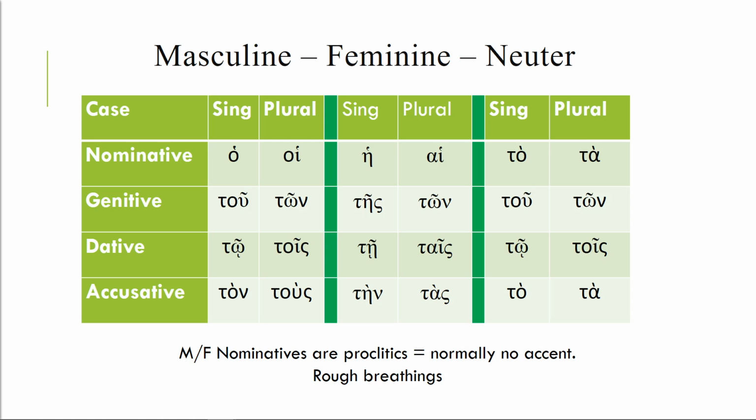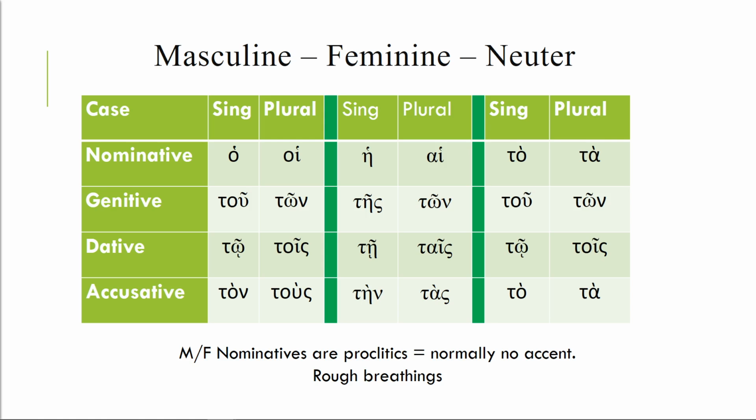So if you see to, you don't know if it's a nominative or an accusative. If you see ta, you don't know if it's a nominative or accusative. You have to sort it out by context. So essentially, you're learning two sets of articles, the masculine and the feminine, because the neuter is so easy to add in. You just have to know to and ta. These are the forms you need to be able to recite like crazy, because these are the forms that you will see all the time.